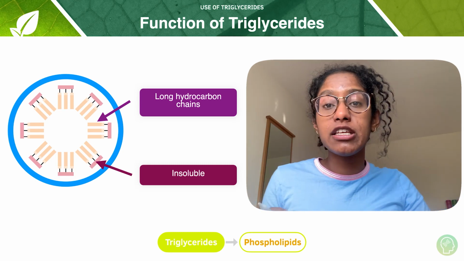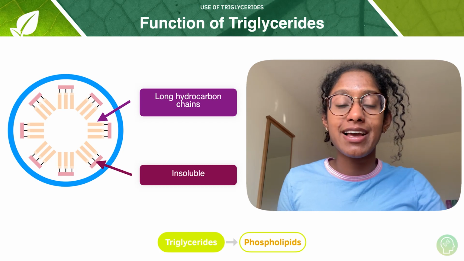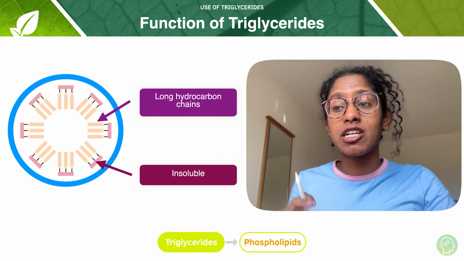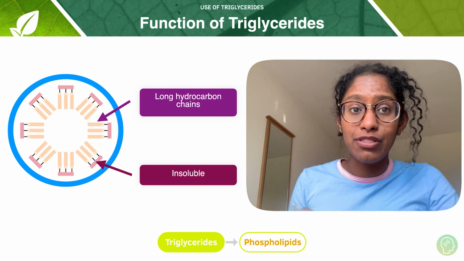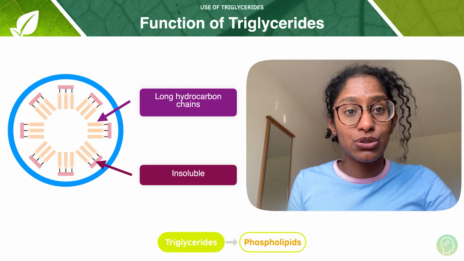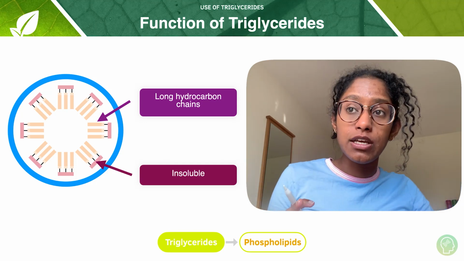Now this property is really useful for triglyceride storage function because triglycerides do not affect the osmotic potential of cells. So that means that if they are stored in the cell, they don't cause water movement in and out of the cell, depending on osmotic potential. So this is a really, really valuable property of triglycerides.